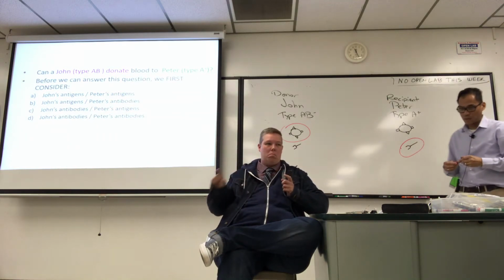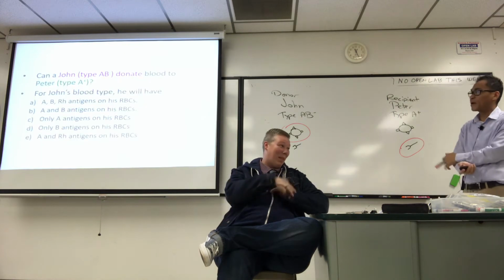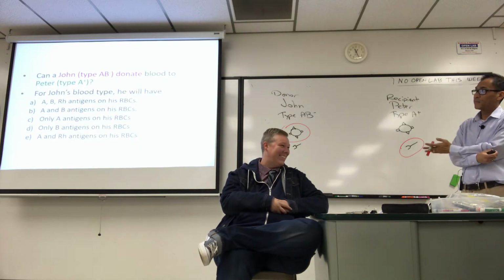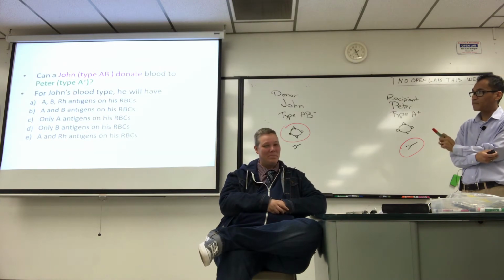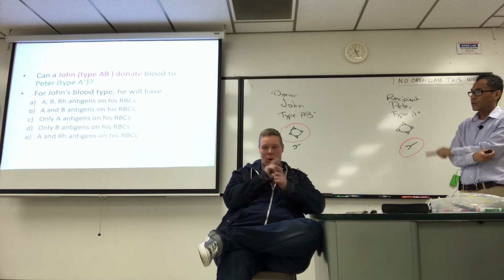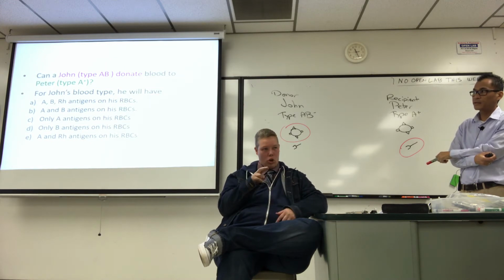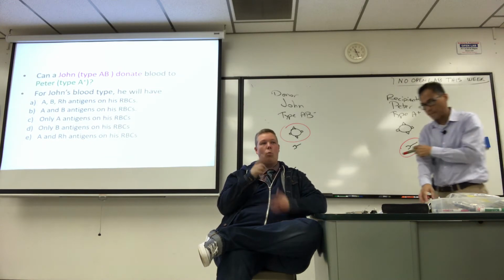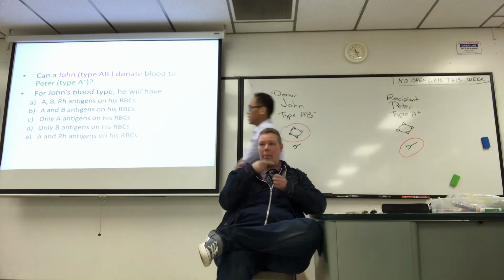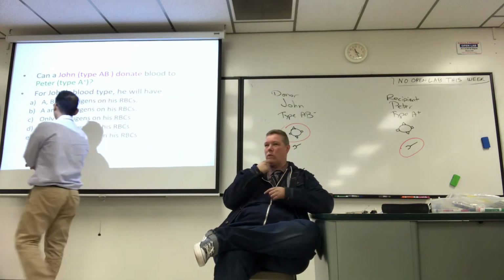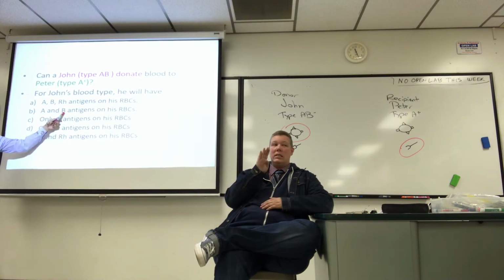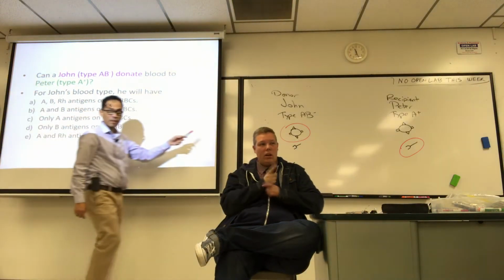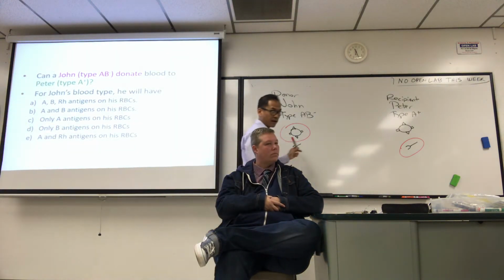So I already mapped it out. The next question is, can John donate to Peter for John's blood type? He will have, what did we draw? Which choice is correct? Think about it. Commit yourself to an answer. Write it down, and I'll tell you. B again. A and B antigens on his RBCs. That's what we drew over here.